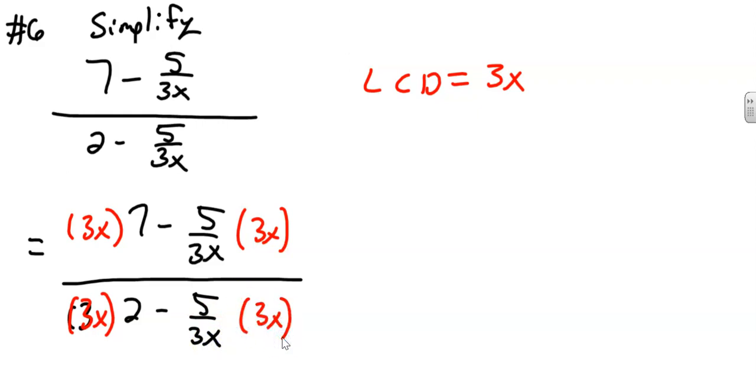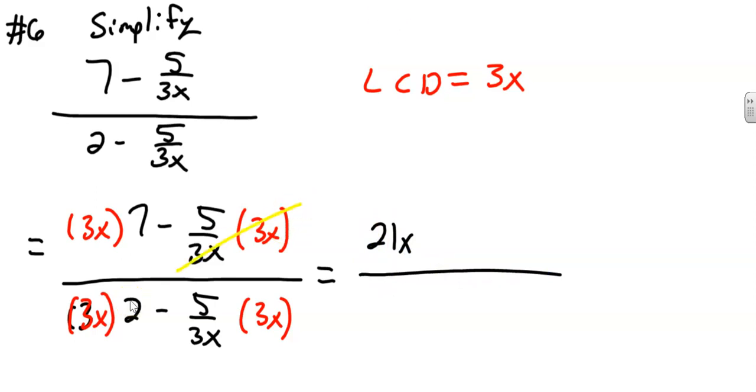Now, you could go back and rewrite it, but again, the easiest way to get through this one is to multiply everything through, and then we wind up with just one numerator and one denominator, so we don't have a fraction inside a fraction. Once we do this one, all the fractions are gone, so we have just numerators and just denominators. Okay, so the top part, 3x times 7 is 21x.